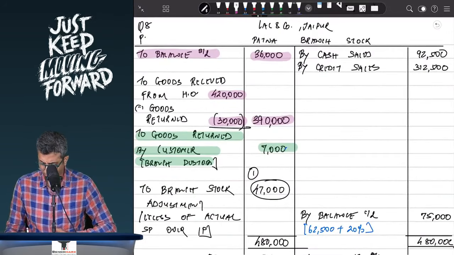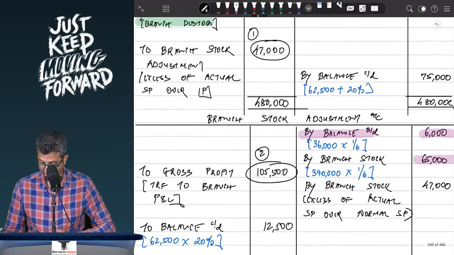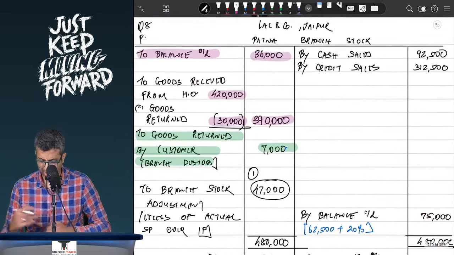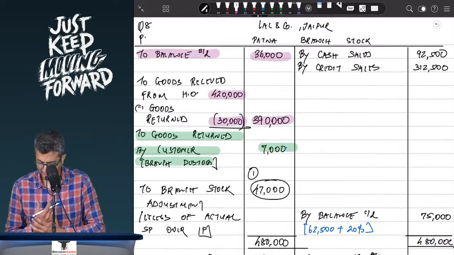Next, you have goods returned by the customer. So this will impact the branch debtors as well. Goods returned by the customer. This will impact the branch debtors.